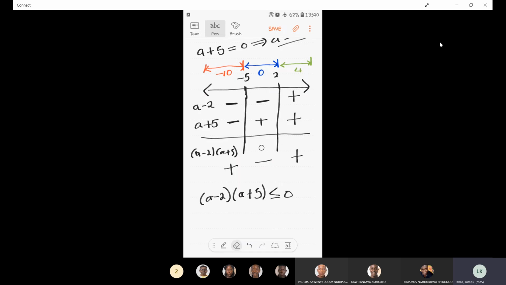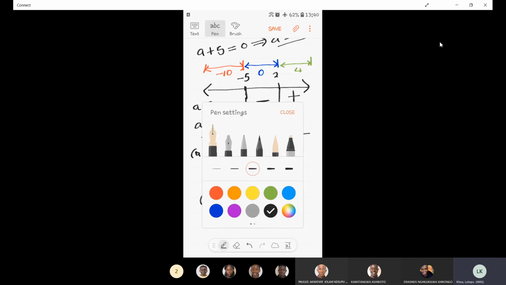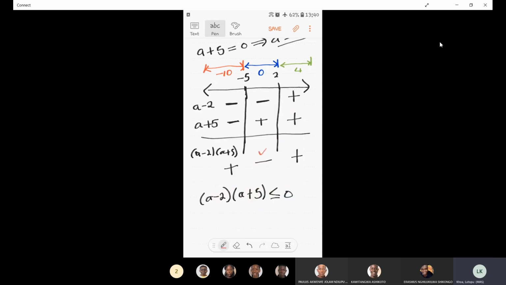What you do is you say this is negative and it satisfies what I'm looking for. So I want the product over here to be negative. So this column I'm going to tick it because that is a solution. So you tick it and then you move on to the next column. Here when I multiply them, the product is positive. That's not what I want. So it's not a solution.